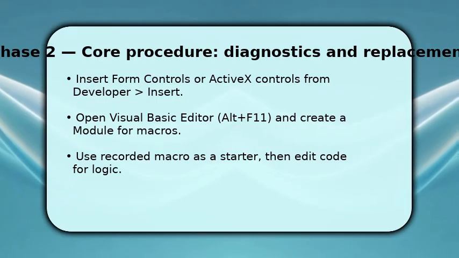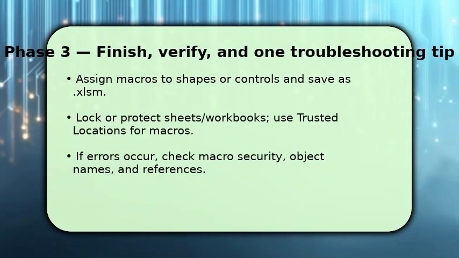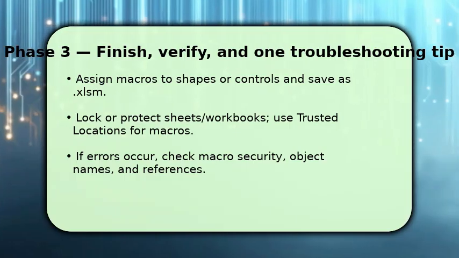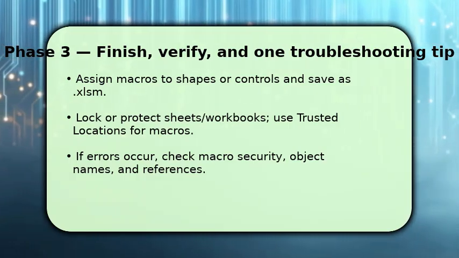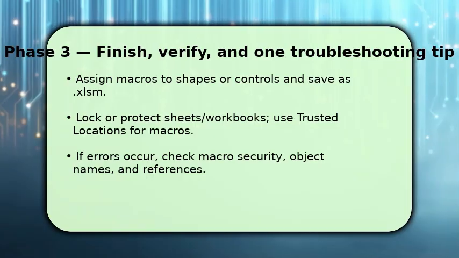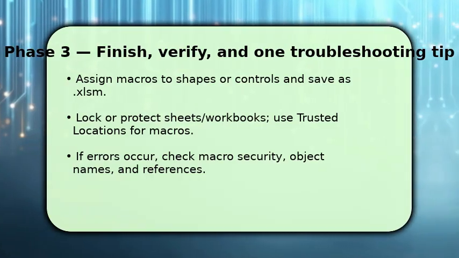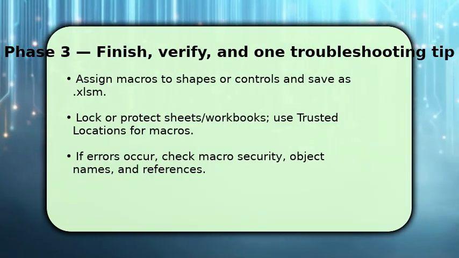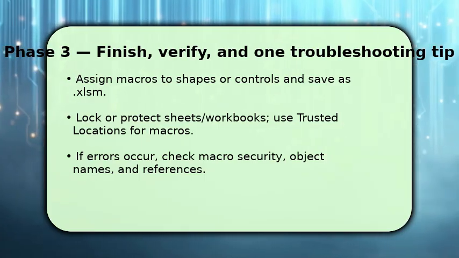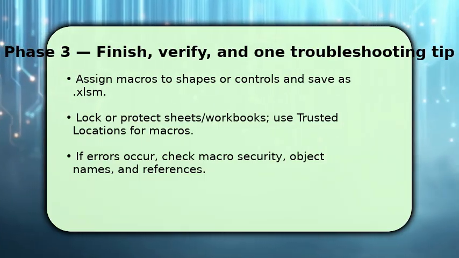This middle phase is where you finish by assigning macros to controls and saving the file as an XLSM workbook so automation persists. Make sure to lock or protect sheets if needed, and consider setting a trusted location to avoid repeated macro prompts. Export modules or the entire project for versioning.